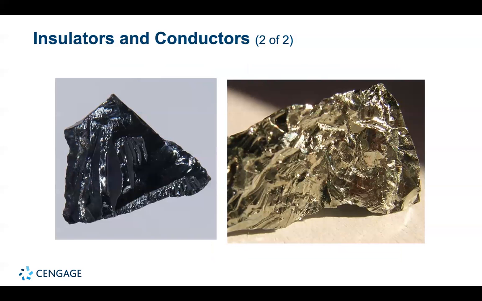So here we're seeing a couple other substances, silicon and germanium. And these are examples of semiconductors. Semiconductors are a third class of material, and their electrical properties are somewhere between those of insulators and those of conductors. Silicon and germanium shown in these photos are well-known semiconductors that are widely used in the fabrication of a variety of electronic devices.